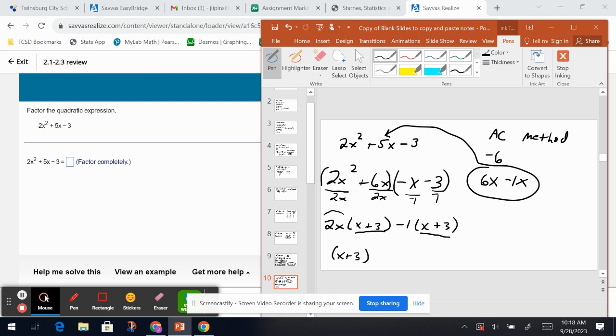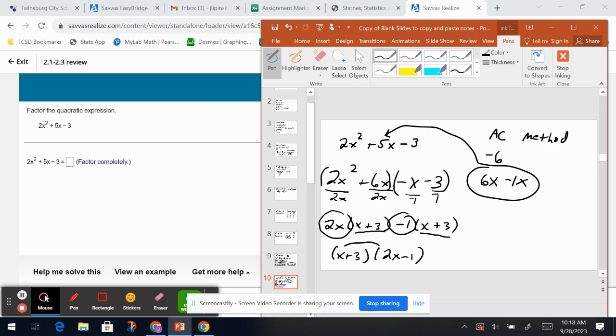And then whatever's on the outside, whatever I took out as the GCFs, I'm going to group together. And again, all of this stuff that I wrote down is meaningless to my answer. My answer is x + 3 times 2x minus 1. And again, why is that my answer? Because factoring is just writing this as the product of two different binomials.